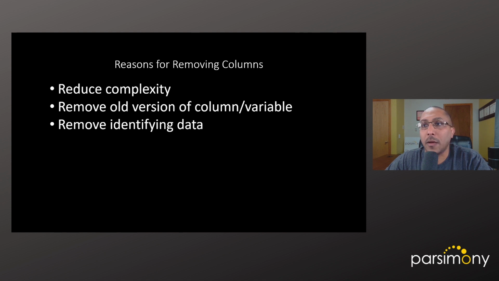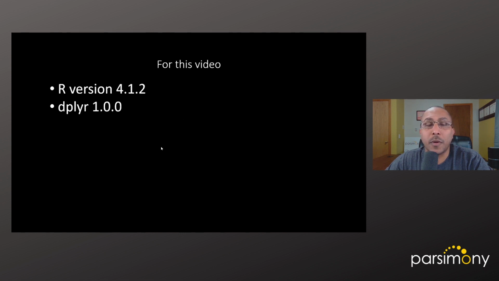Another reason I will often remove columns is to eliminate columns that identify the people in the data file. For example, you might want to remove social security number, date of birth, things like that, particularly if you need to then share that data file with somebody else, but you want to make sure that it doesn't contain those identifying columns.